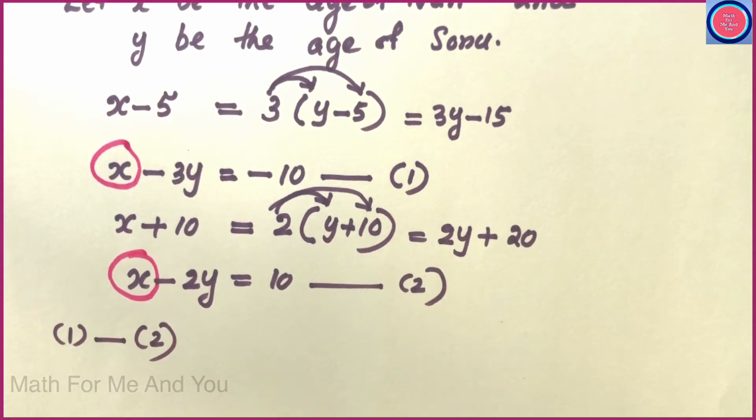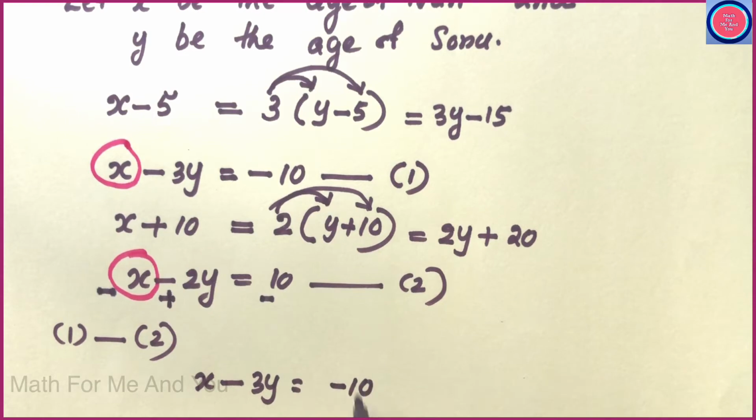When we subtract the second equation, x becomes minus x, minus 2y becomes plus 2y, and 10 becomes minus 10. We could write the equations. x minus 3y equals minus 10, which is the first equation.